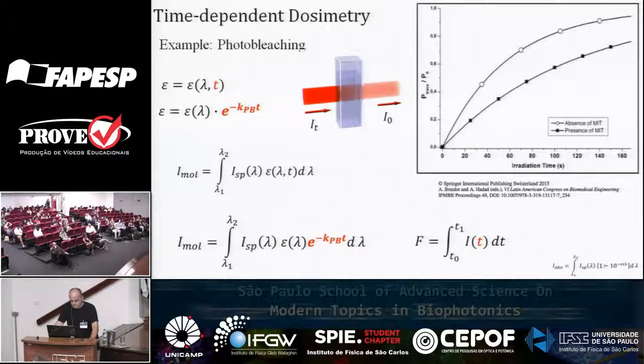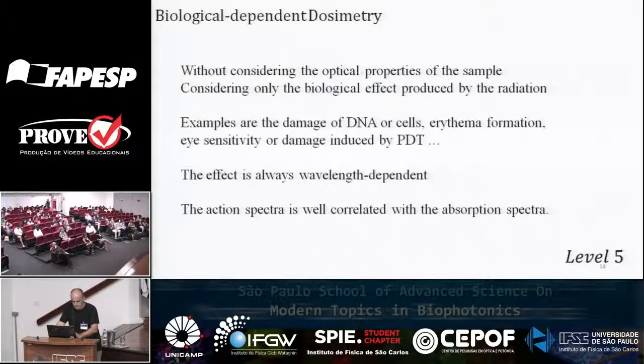So, what is the next? The next is somewhat different. If you don't know what happens with your sample, you don't know the optical properties of your sample, you are doing the experiment in vivo, what can you do if you don't know anything about your optical properties? You can look only at the biological effect. You know that if you are interacting with different wavelengths, you have some different response, of course. Understand?